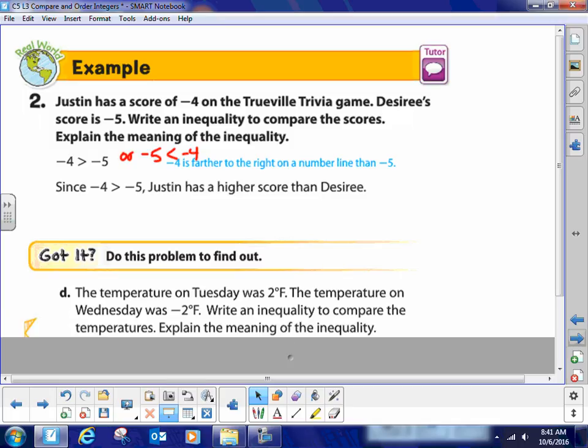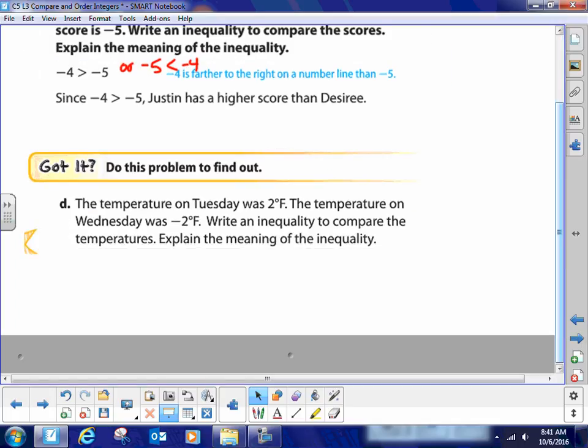All right? Let's look at this. The temperature on Tuesday was 2 degrees Fahrenheit. The temperature on Wednesday was negative 2 degrees Fahrenheit.